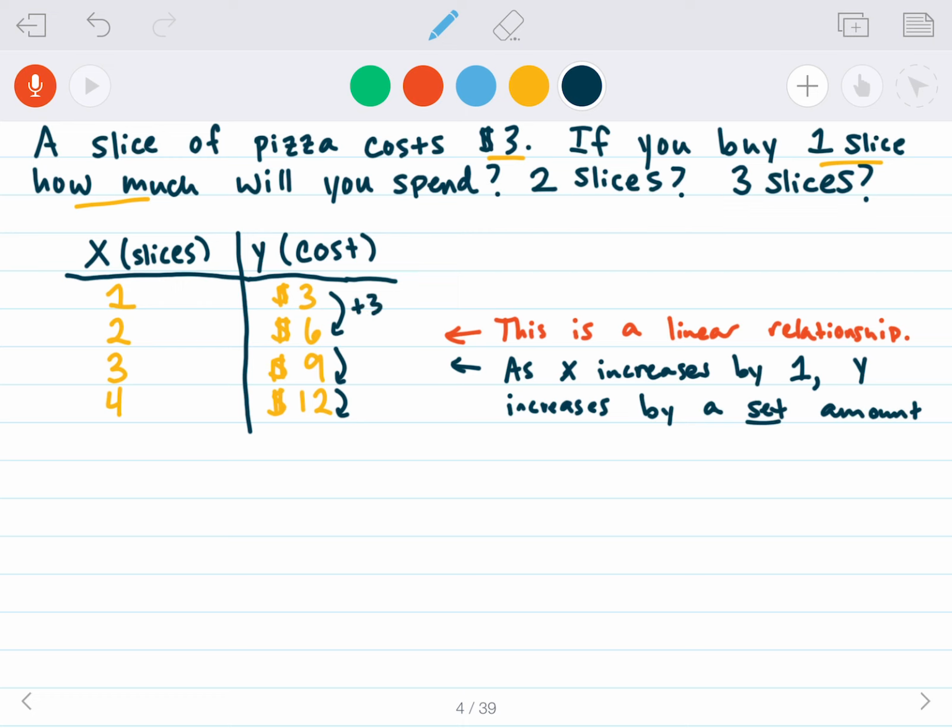So from 1 to 2, we increase by 3. From 2 to 3, we increase by 3. From 3 to 4, we also increase by 3. $9 to $12 is 3. So as x increases by 1, y increases by a set amount. This is what makes it linear. Okay, so if we had 1, 2, 3, 4 as our input, and maybe we had like 3, 100, 5, and 6 as our output, that's not linear. What makes this linear, again, is that the y values are all increasing by a set amount as x increases by 1. That's what makes this linear.